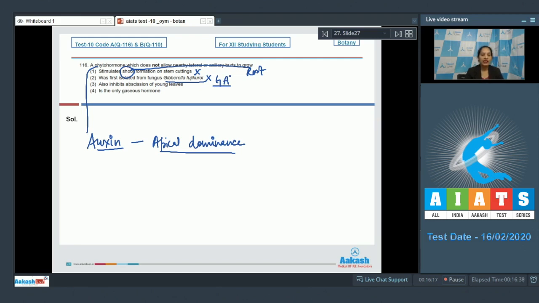Third one, it inhibits abscission of young leaves. It is true for auxin that it inhibits abscission of young leaves, whereas it promotes the abscission of the older leaves. Fourth one, it is the only gaseous hormone. No, ethylene is the only gaseous hormone, not auxin. So the correct option for the given question is option number 3. Let's move to the next question.